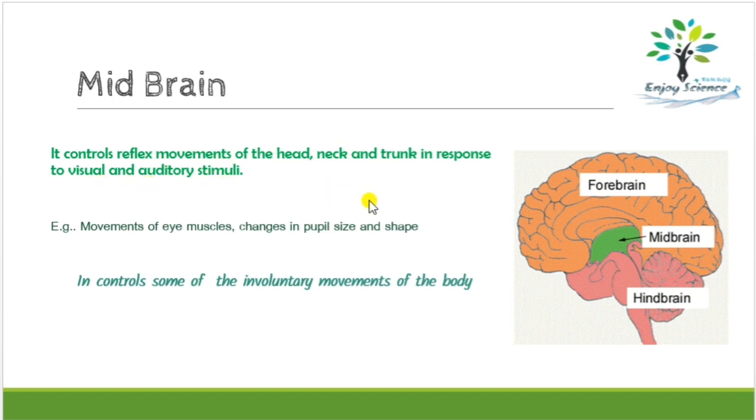Whatever you hear, whatever actions you do after hearing, after seeing, those actions are done by midbrain. Example, movement of eye muscles, changes in pupil size and shape. So you can say some of the involuntary movements of the body are performed by midbrain. Since reflex movements are involuntary actions, you can say midbrain controls some of the involuntary movements of our body.